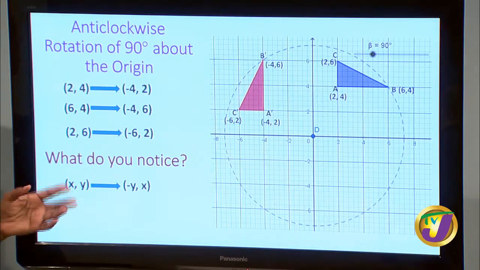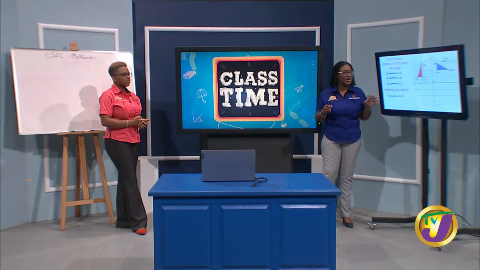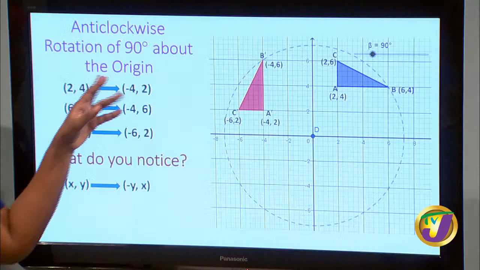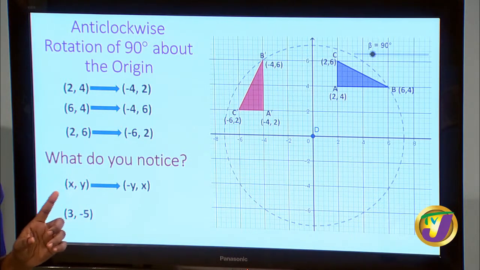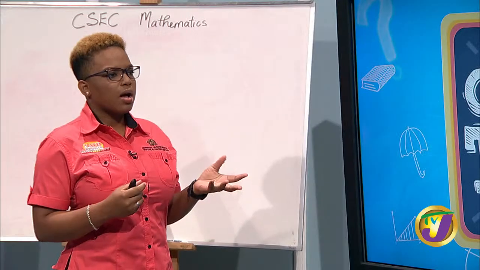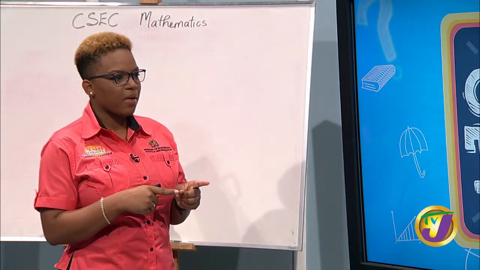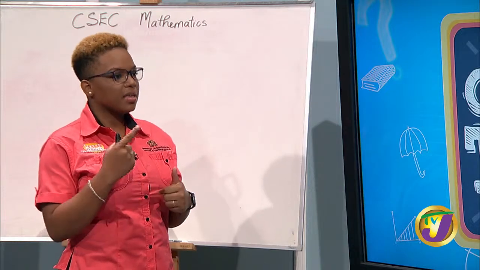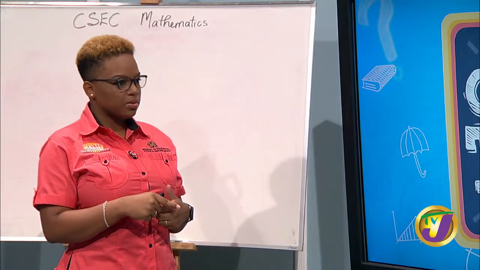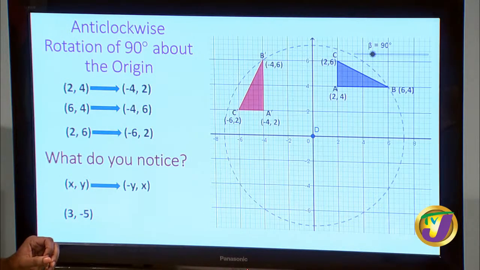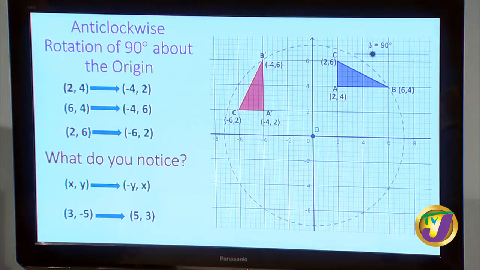So, Latoya, because I don't want any misconceptions, it looked like all of those new x values were negative. So what if I had a particular point, 3, -5, and it undergoes this rotation? Oh, that's easy. I'm interchanging my x and y values, but I'm finding the opposite or the negative of the y value. So that would be 5, 3. All right, you passed the test.